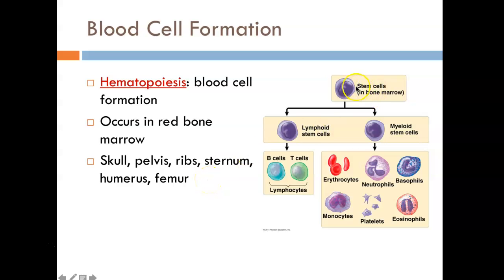And so these are just the ways that stem cells in the bone marrow can differentiate. It can differentiate into a myeloid stem cell or a lymphoid stem cell, and then it's going to further differentiate into, so an erythrocyte is a red blood cell. Neutrophils, basophils, eosinophils, and monocytes, those are all macrophage white blood cells.